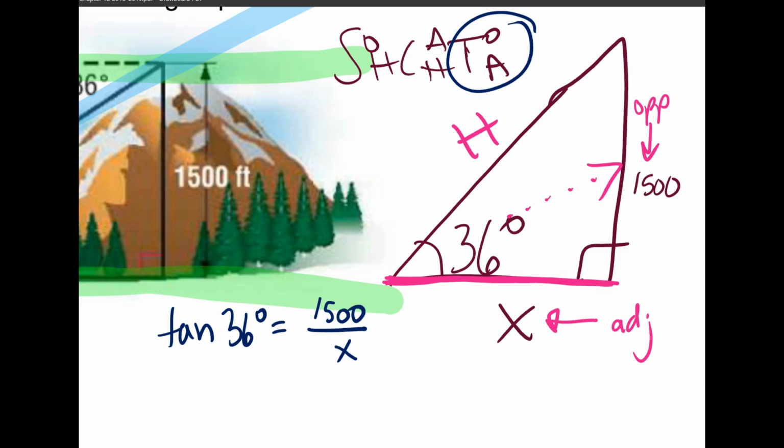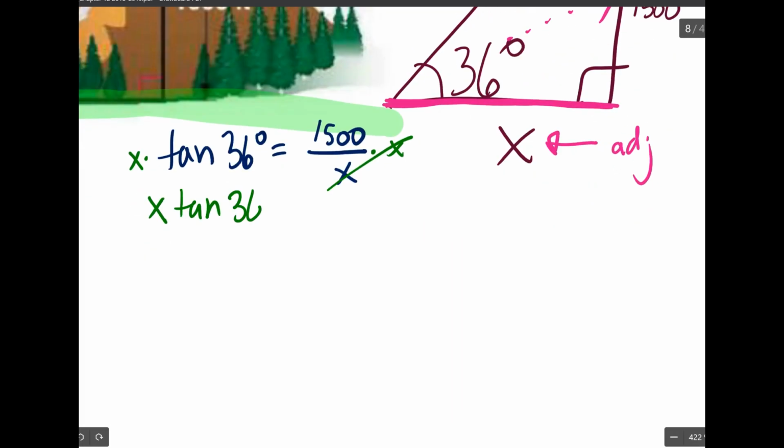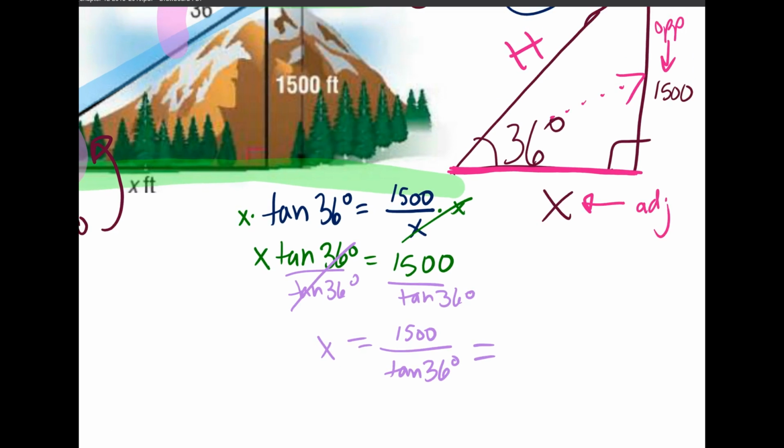I want to get x by itself. Times by x. So it's x tan 36 degrees equals 1500. And then don't you divide by tan 36 degrees? Yes. And then you plug x equals 1500 over tan 36 into your calculator. So x is equal to 1500 divided by tan 36. That gives me the adjacent side length.